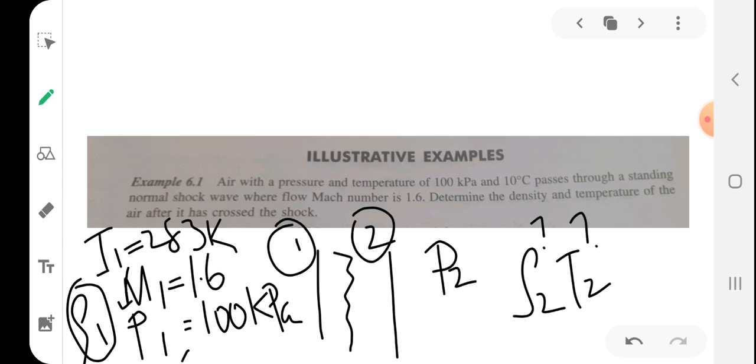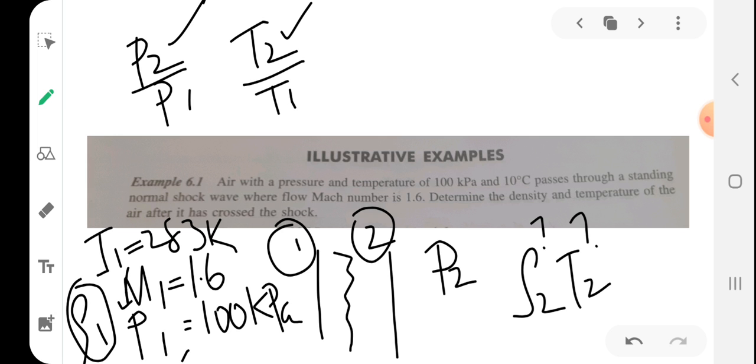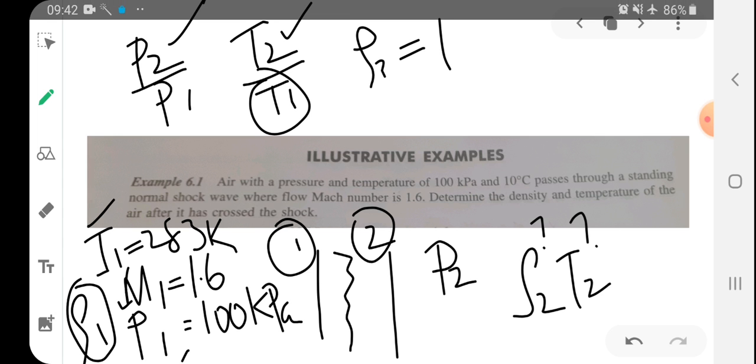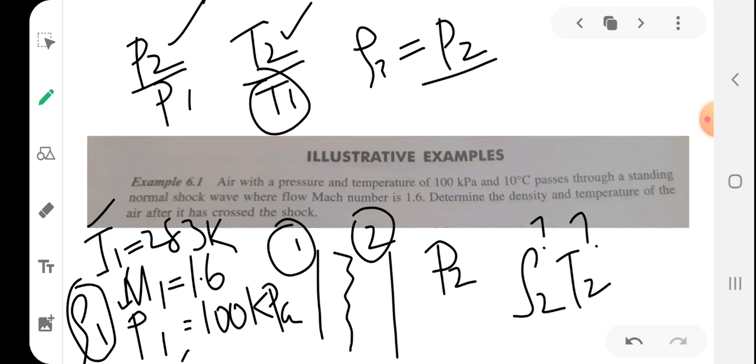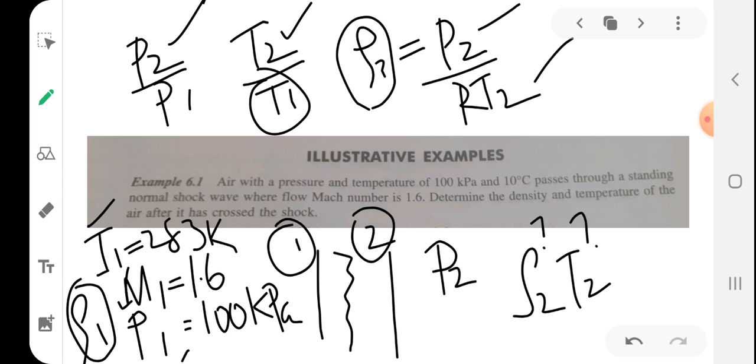This problem can be solved using the relationship. If you know the value for P2 by P1 across the normal shock, you can get P2. If you know the temperature ratio T2 by T1 across the normal shock, you can find T2 since T1 is known. And ρ2 can be found using P2 by RT2. For a perfect gas, ρ2 equals P2 by RT2. So if P2 and T2 are known, then you can find ρ2 easily.